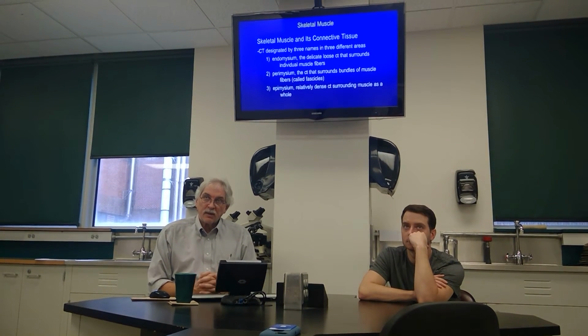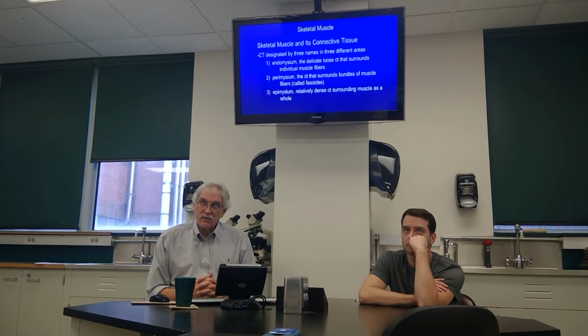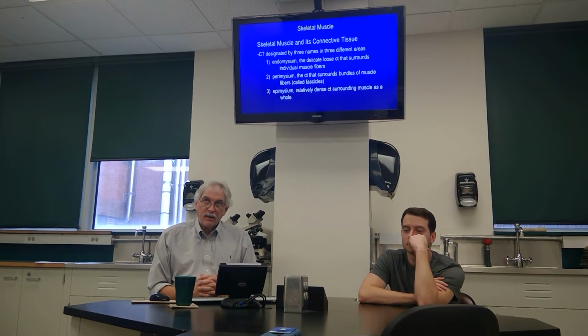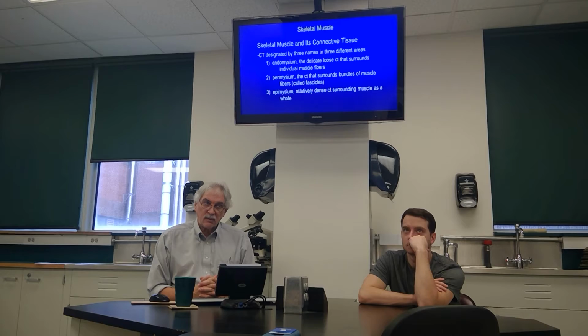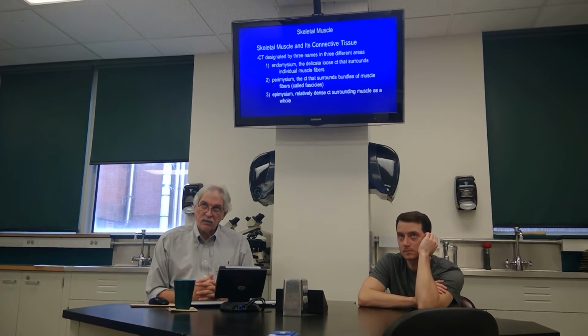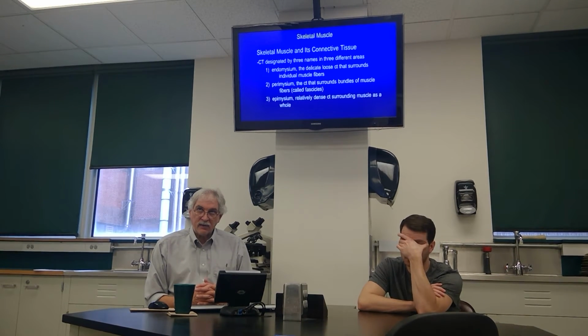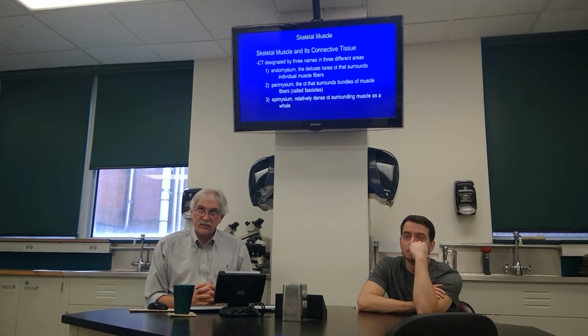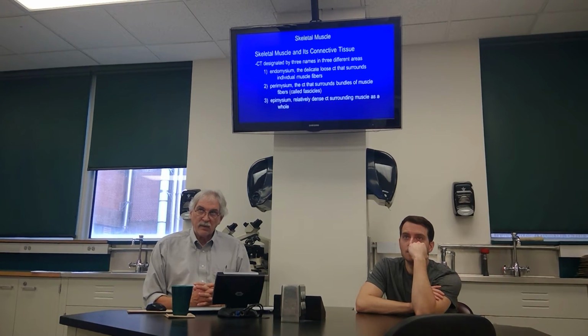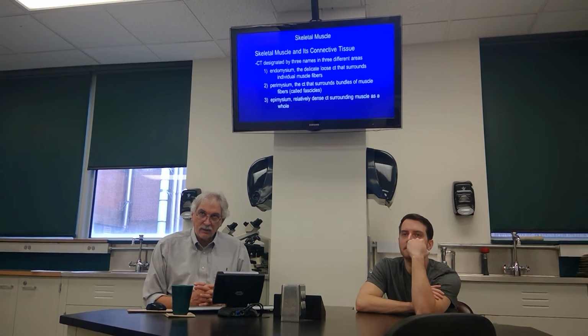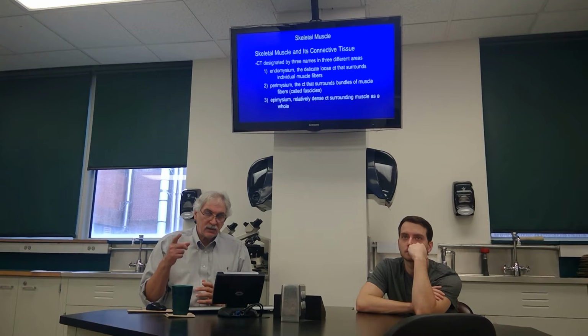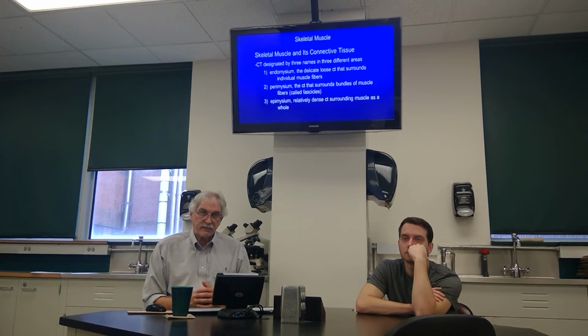All right, let's talk a bit about the connective tissues involved in skeletal muscle. There are 3 different layers, or flavors, of connective tissue when we talk about skeletal muscle. First, the one that I've already hinted at is called the endomysium. It's the really delicate, very thin, loose connective tissue that surrounds each individual skeletal muscle fiber.